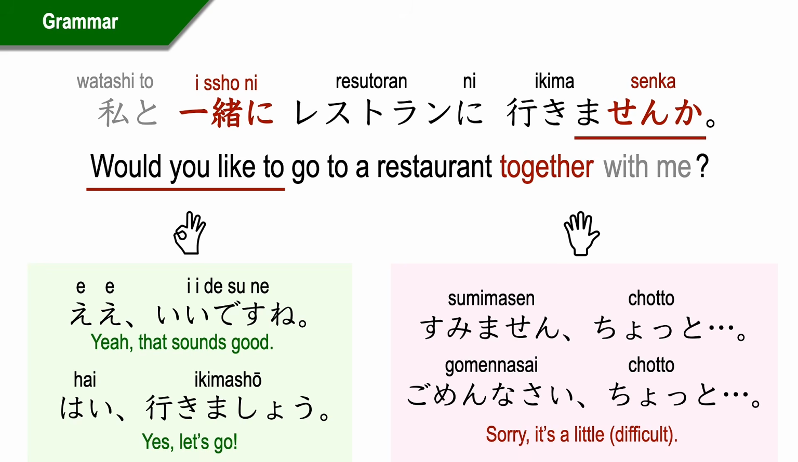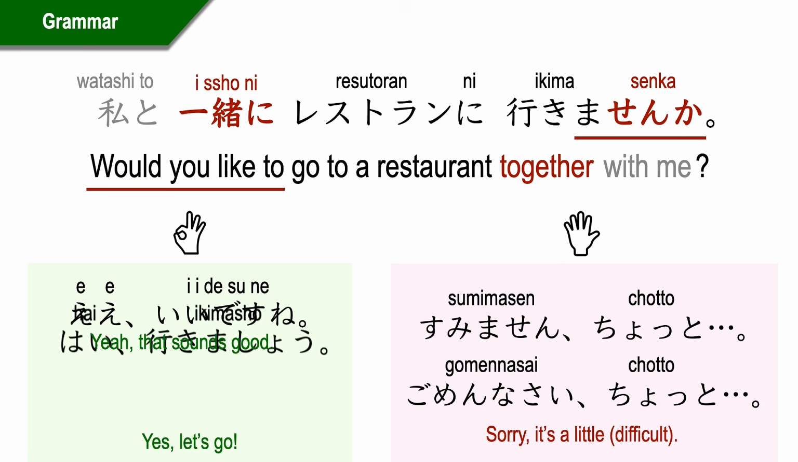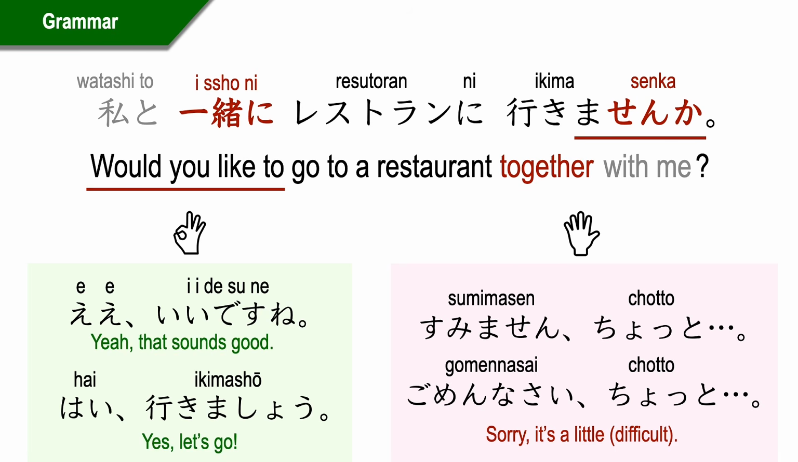When you want to turn down the invitation, you can say, for example, すみません、ちょっと。Or, ごめんなさい、ちょっと。Sorry, it's a little difficult. If you want to say sure to the invitation, you can say, for example, いいですね。Yeah, that sounds good. Or, はい、行きましょう。Yes, let's go.